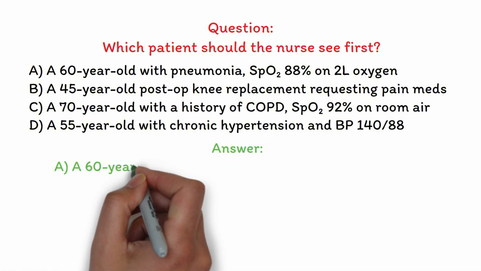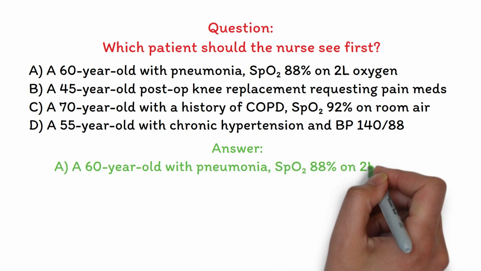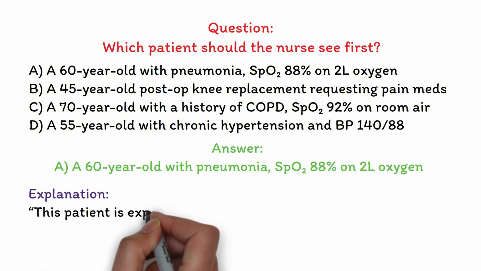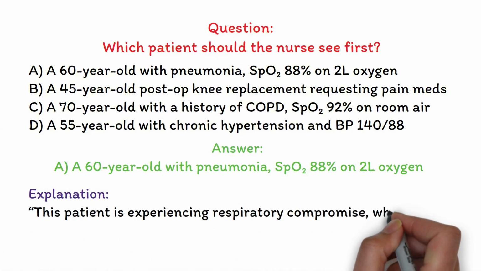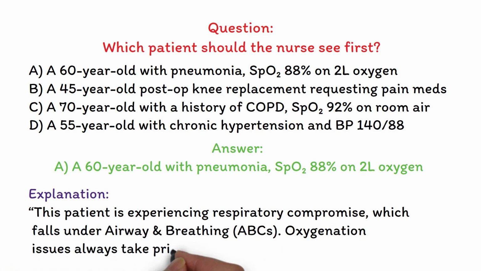Answer: A, a 60-year-old with pneumonia, oxygen saturation 88% on 2-liter oxygen. Explanation: this patient is experiencing respiratory compromise, which falls under airway and breathing ABCs. Oxygenation issues always take priority.